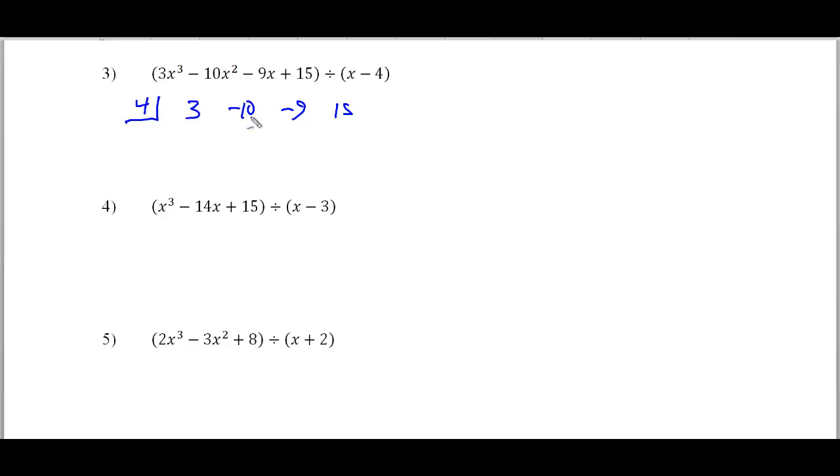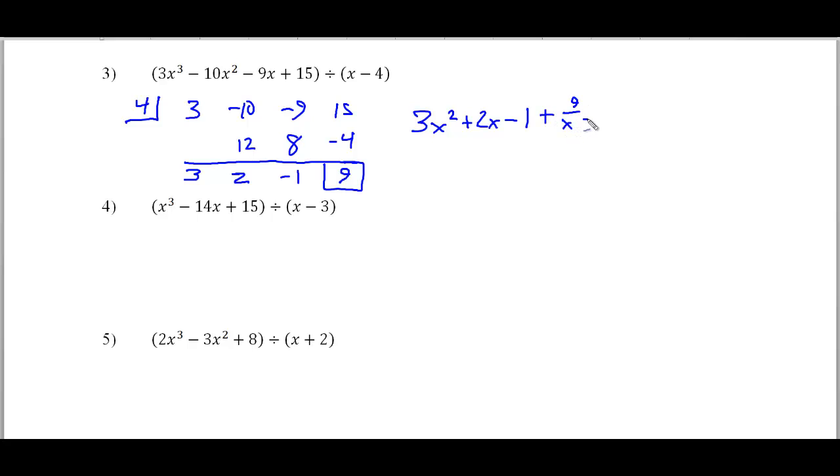So using my coefficients, I've made my little row, and I'm going to drop the 3. 4 times 3 is 12. 12 and 10 make positive 2. 4 times 2 is 8. Negative 9 and 8 make negative 1. 4 times negative 1 is negative 4. 15 minus 4, oh no, it's a remainder of 9. So this is 3, 2, 1, since we pulled out an x minus 4, the power is going to decrease by 1. So my answer is 3x squared plus 2x minus 1 plus a remainder of 9 over x minus 4.